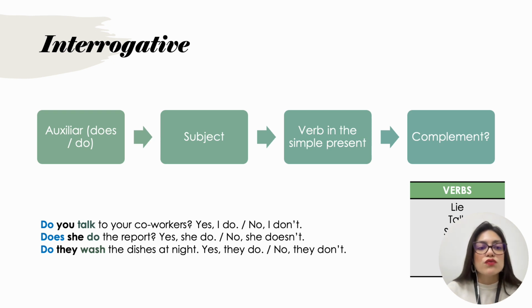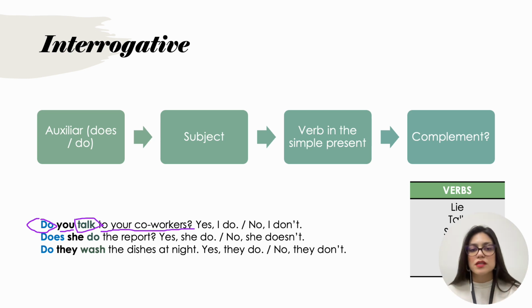Okay? So first we're going to write our auxiliary, and then we're going to write the subject, then the verb, and finally we will have our complement. Okay, so just as simple as that, and we can just answer with yes or no. Yes, I do. No, I don't. Just as simple as that. Okay, so this is all for this short video.